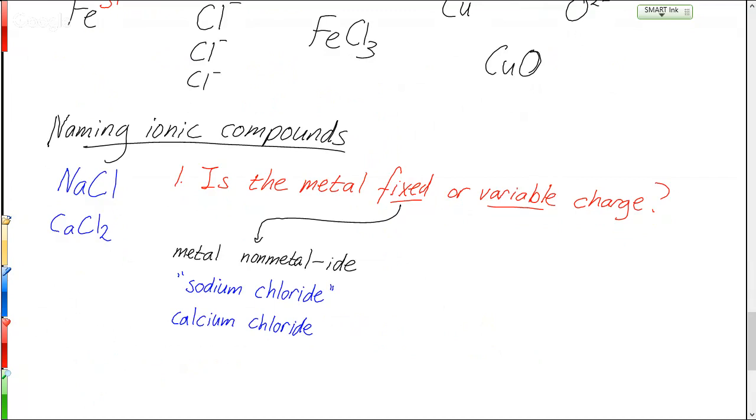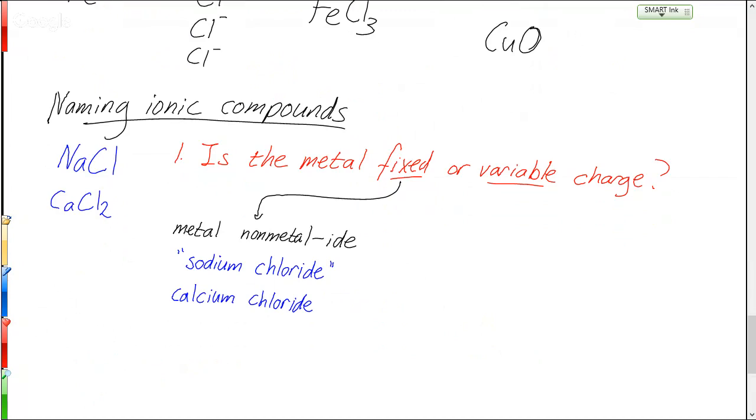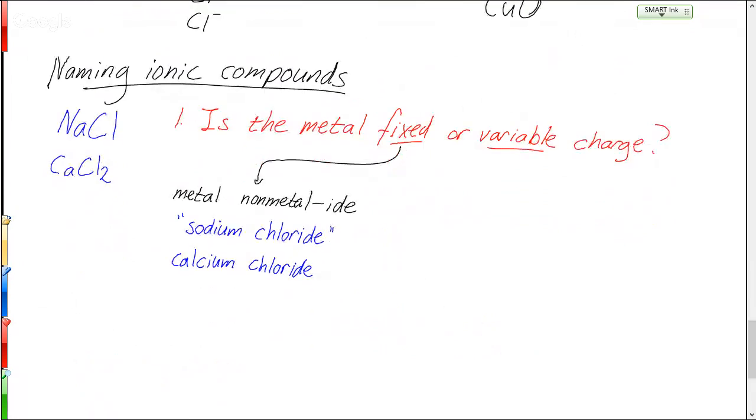All right, so what happens if we got the other category instead? So let's say we've got Cu2O. Well, now you look up at the periodic table and you see that Cu, which you could look up as copper, is kind of in that middle area. So that goes under variable charge.